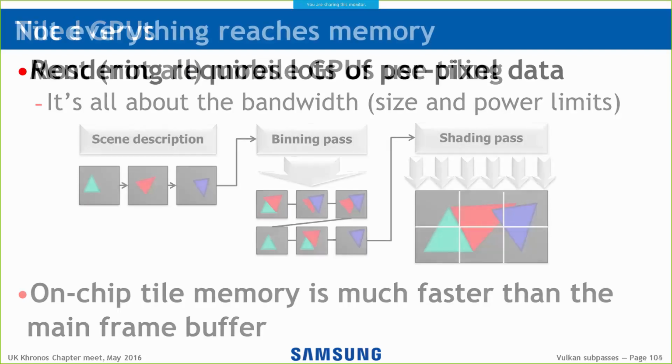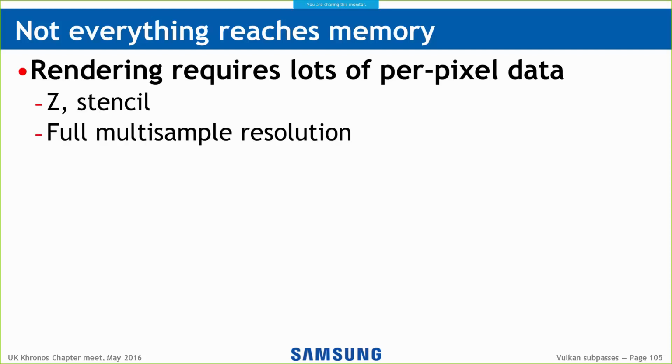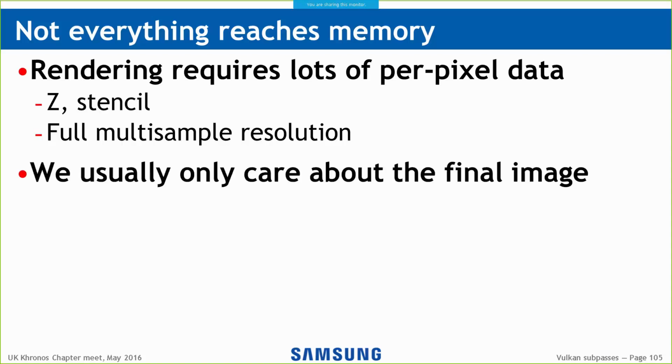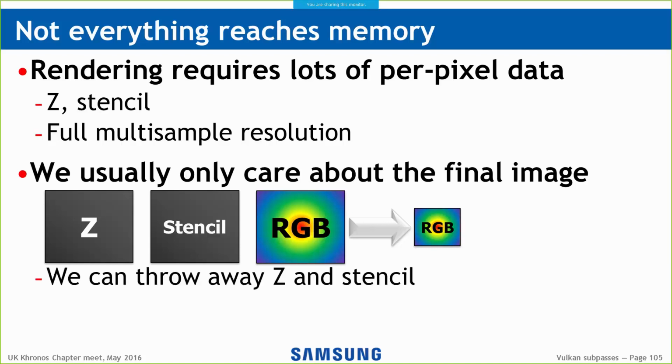RAM. One of the main reasons this is efficient is that you need quite a lot of data for each pixel when you're rendering, but you don't need it all the time. So for example, you need Z buffer and stencil buffer to be able to do your calculations. You need to render at more than full screen resolution in order to get multi-sampling. But when you're actually rendering something, you only care about the final downsampled version. You don't need the Z, you don't need the stencil, you don't need the original resolution image. So you only care about the tiny little version. And we can throw all the others away, and hopefully you're doing that on the GPU.